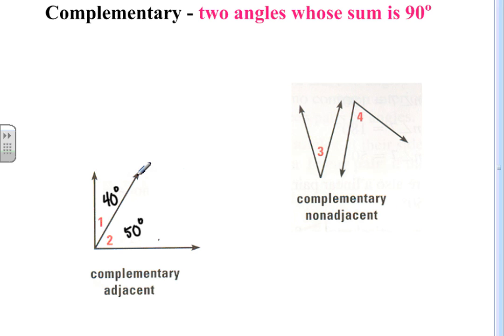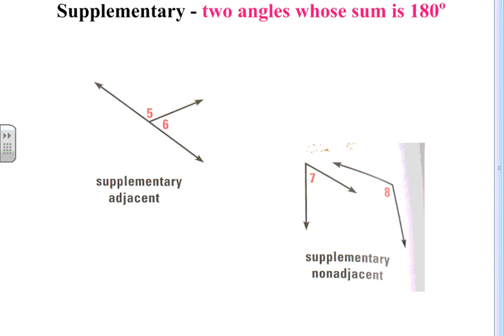They are complementary, they add up to 90, and these in particular happen to be adjacent because they share a common side, but they don't have any common interior points. The angles on the right are also complementary. Let's say angle 3 was 30 degrees, and angle 4 would be 60 degrees. They do add up to 90, but these are not adjacent because they don't share a side, they don't share a vertex. Although they don't have any common interior points, they don't meet the other criteria to be adjacent.